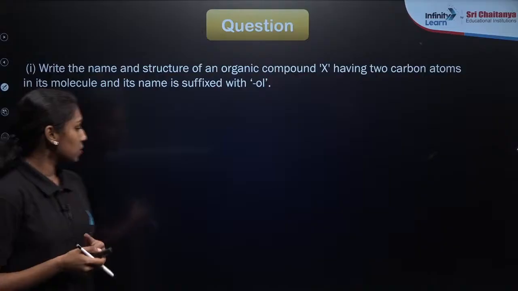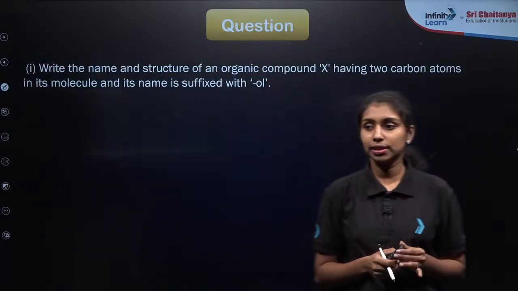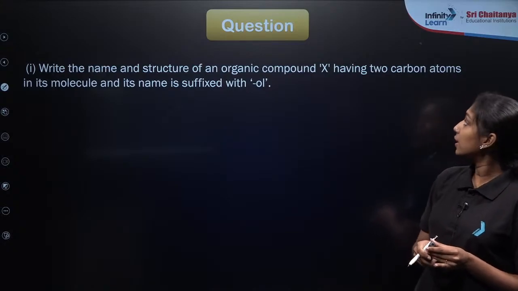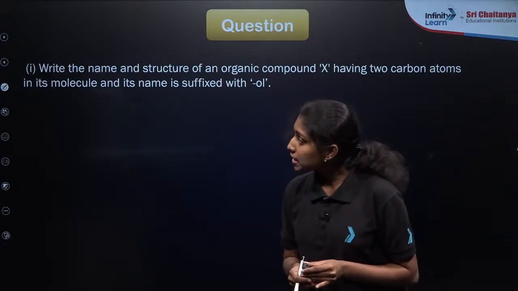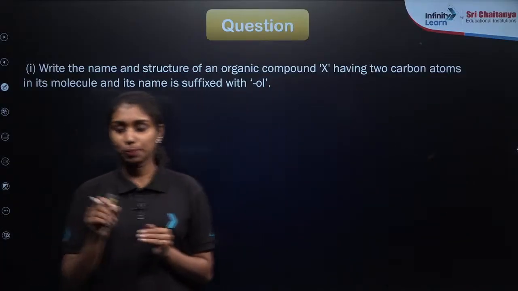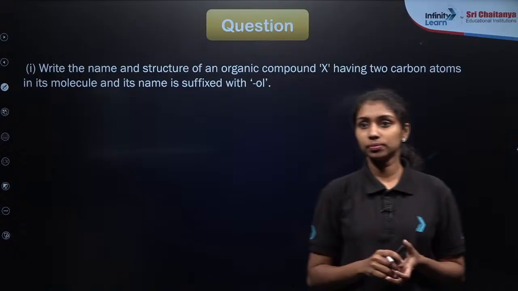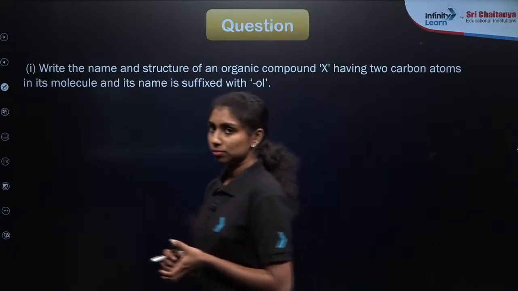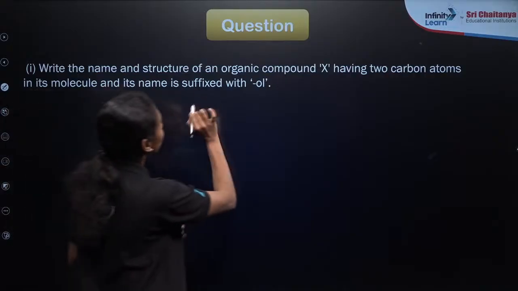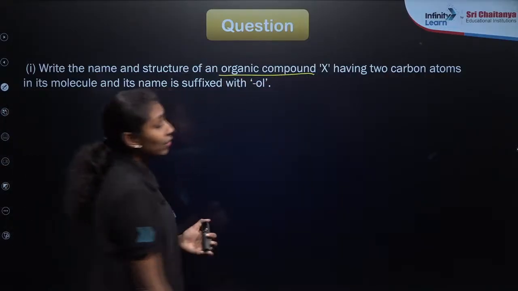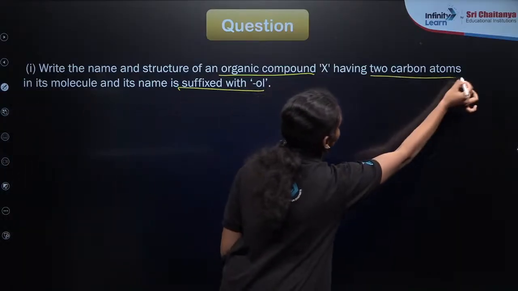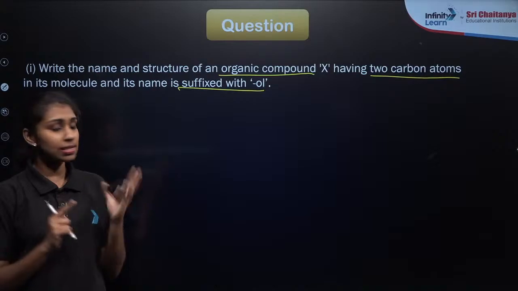Now we are moving to our next question. Try to solve the question. There is no option for that. Write the name and structure of an organic compound X having 2 carbon atoms in its molecule and its name is suffixed with OL. Question is based on the IUPAC nomenclature. Read the question properly. We need to identify this organic compound having 2 carbons with the suffix of OL. So from the suffix we can identify which functional group it is, right? So we need to identify the structure as well as name of this compound.